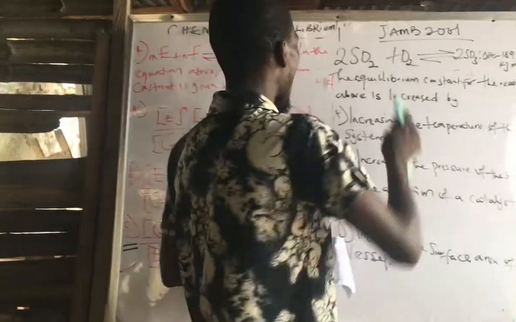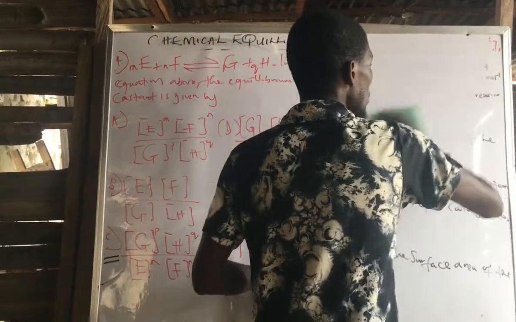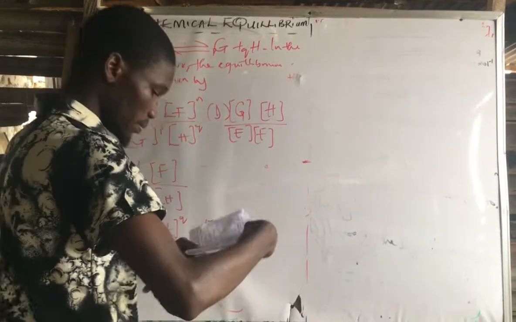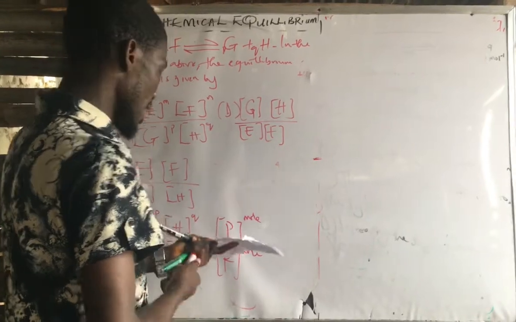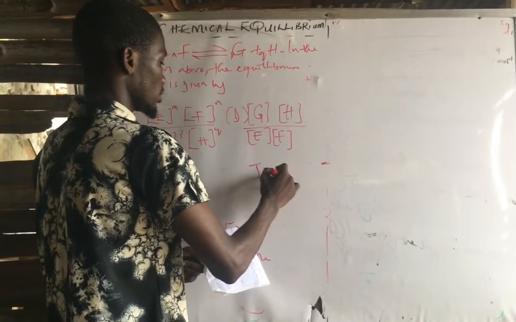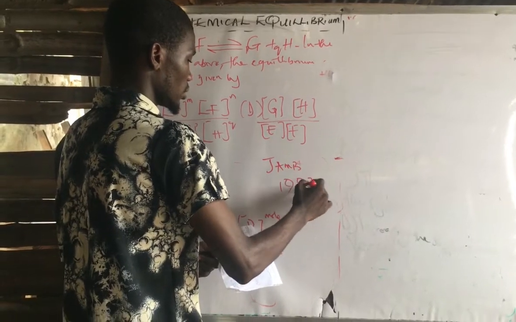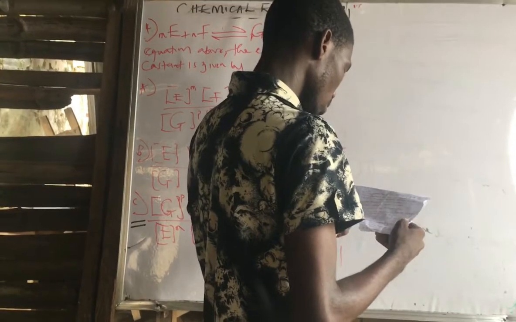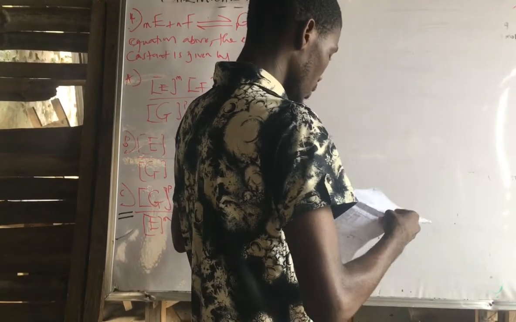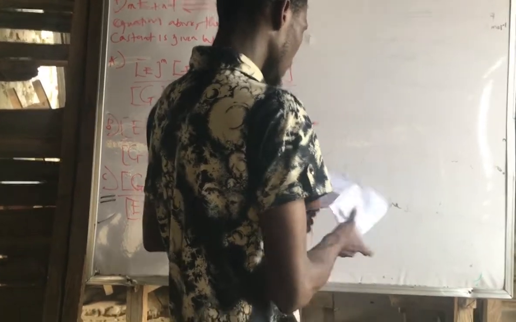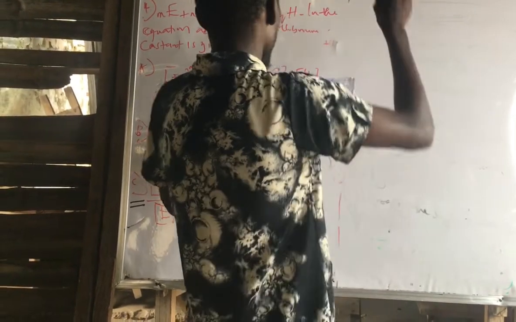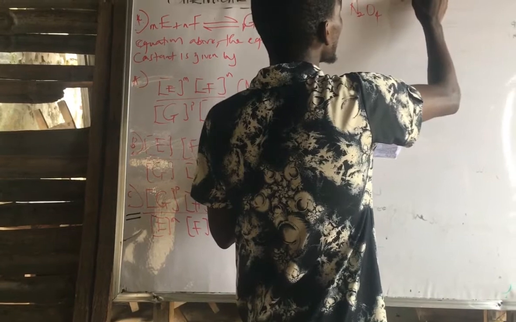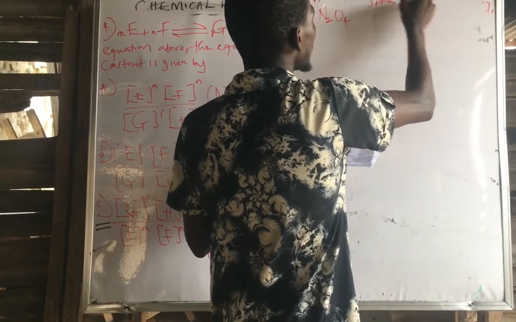Let's take the fifth one, and we have five more to go. Before we move, this question is JAMB 1997. So the next one that we can play with, another one, I have N2O4, JAMB 2011.